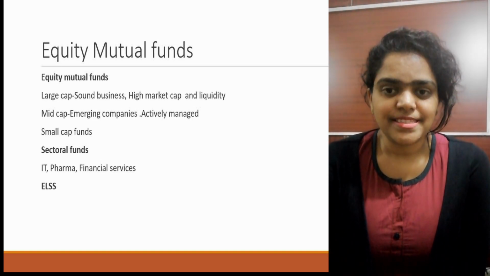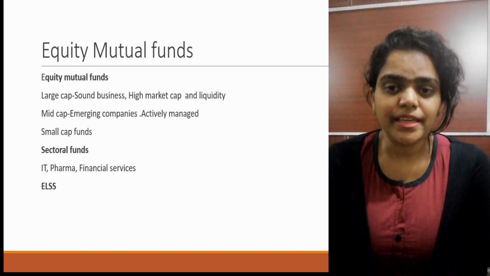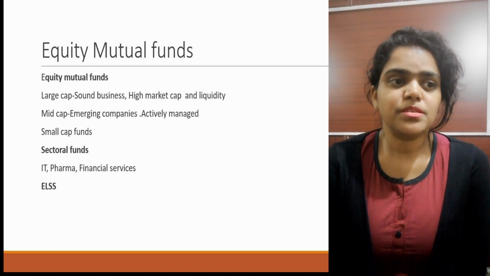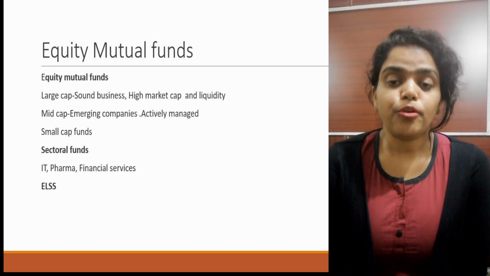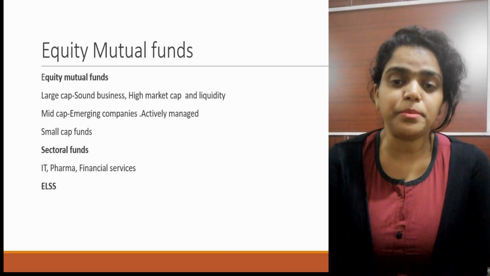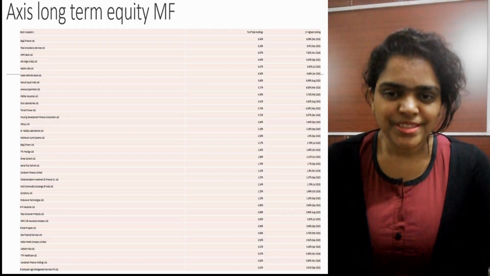Next is ELSS. ELSS is equity linked savings scheme. So it comes with a lock-in period of 3 years and it offers tax benefits under Section 80C of Income Tax Act 1961. Moving to the next slide.